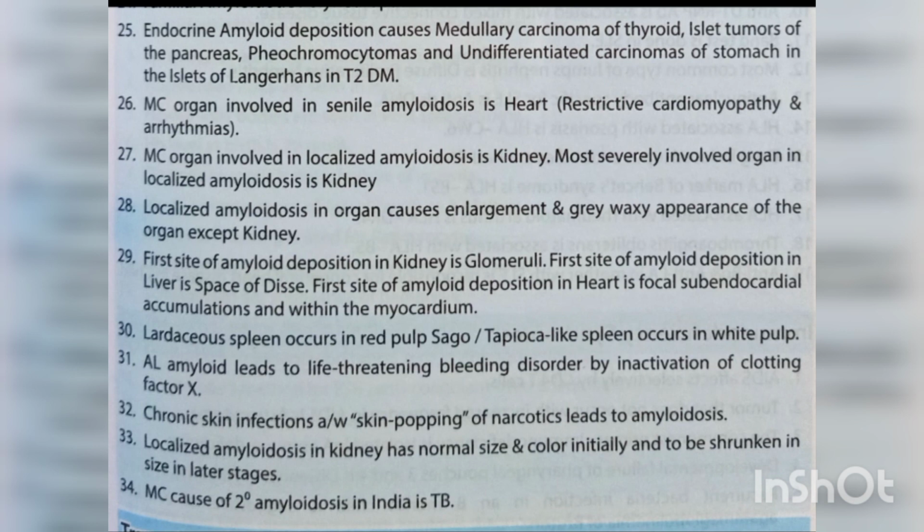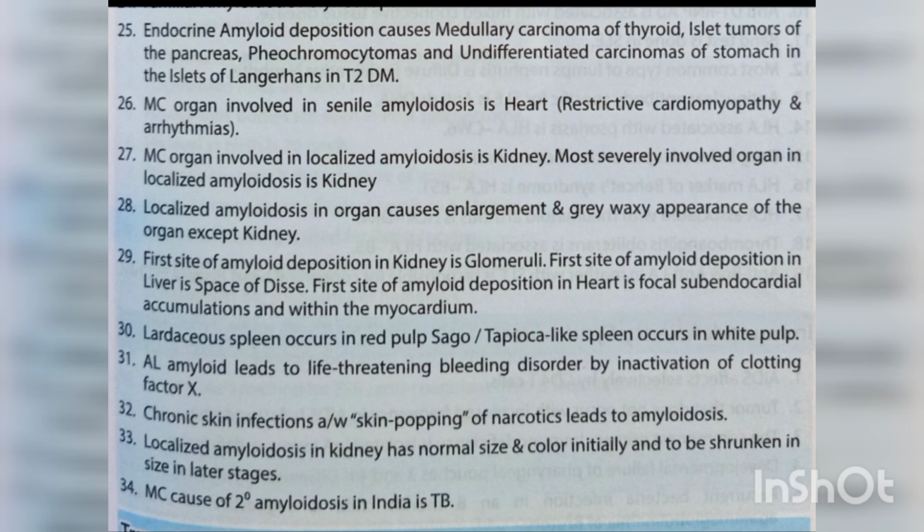Endocrine amyloid deposition causes medullary carcinoma of thyroid, islet tumor of the pancreas, pheochromocytomas, and undifferentiated carcinomas of stomach, and occurs in the islets of Langerhans in T2 diabetes mellitus. Most common organ involved in senile amyloidosis is heart, causing restrictive cardiomyopathy and arrhythmias. Most common organ involved in localized amyloidosis is kidney.